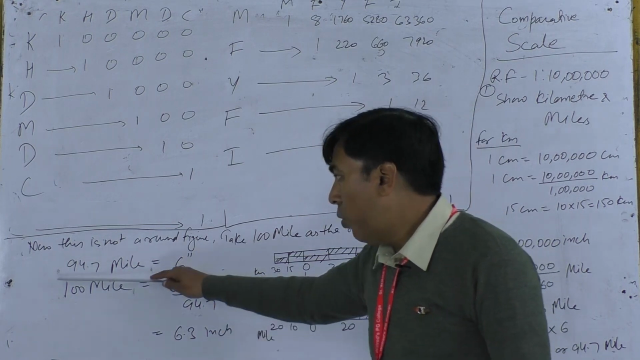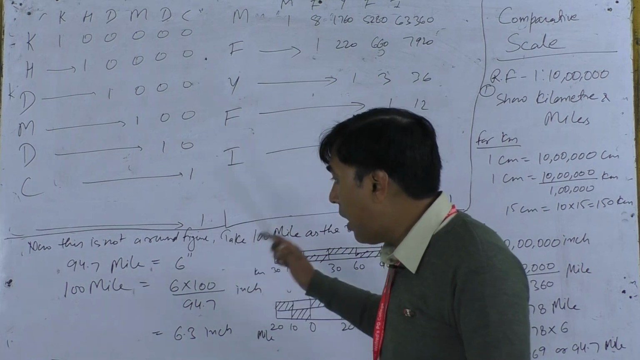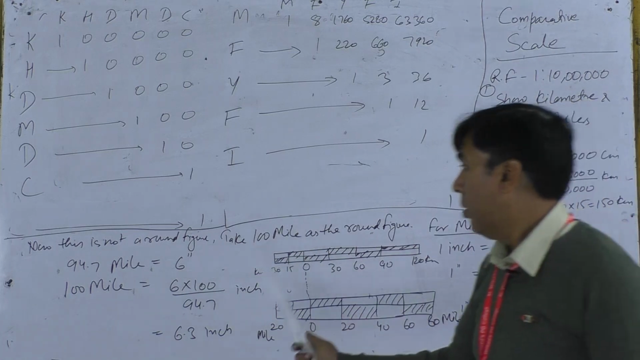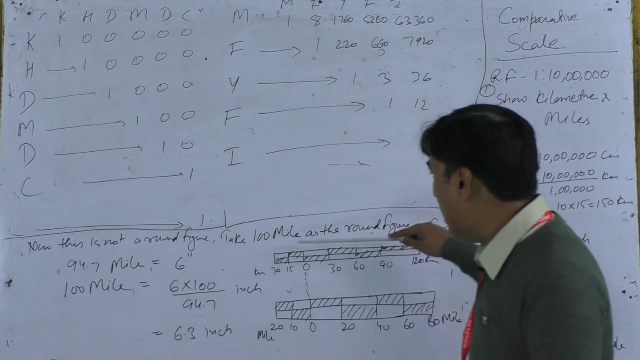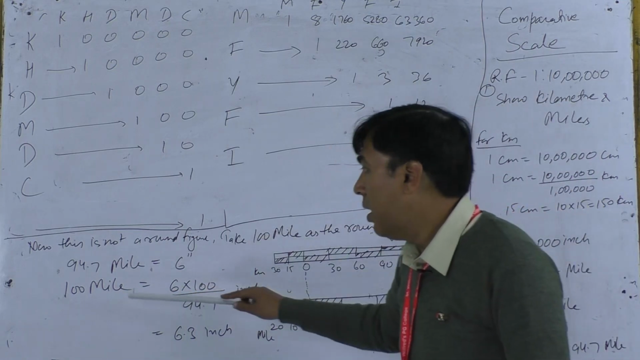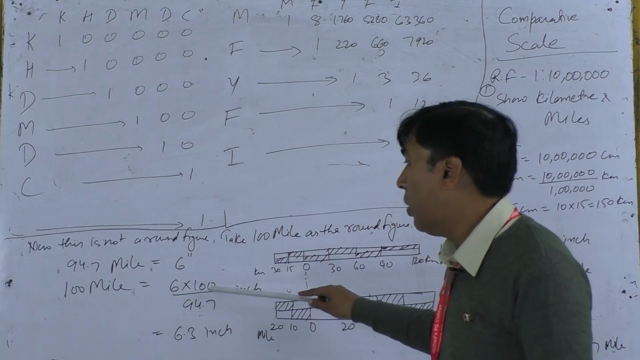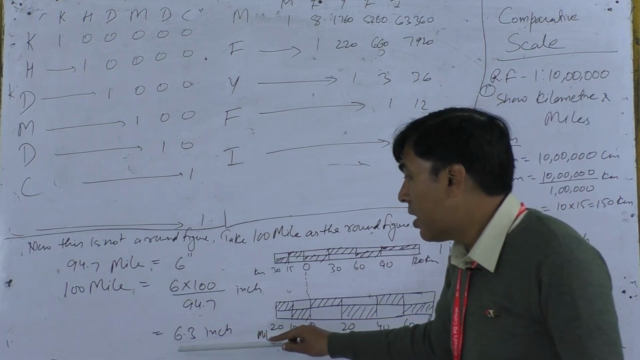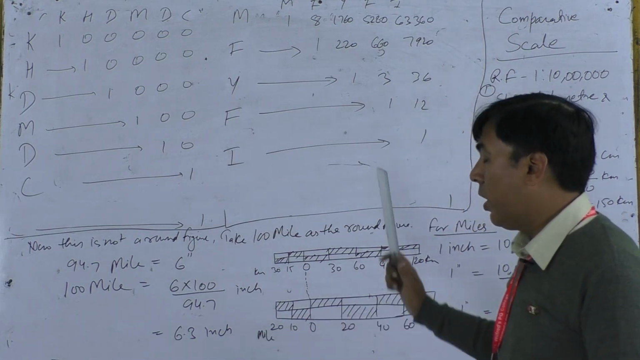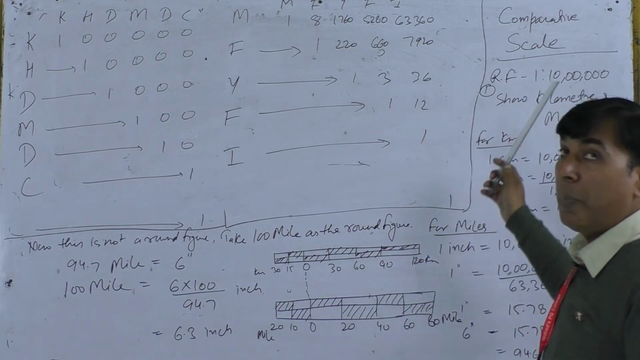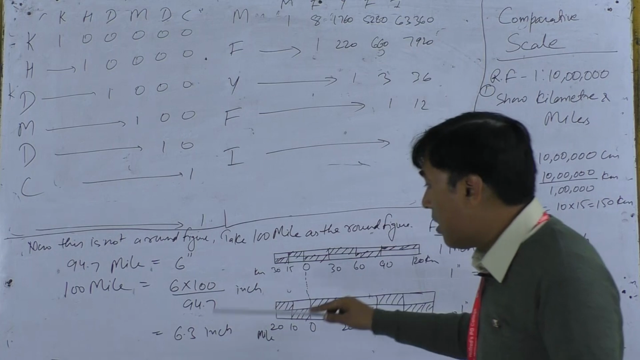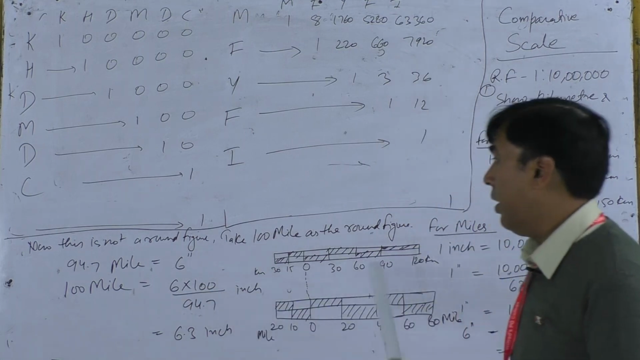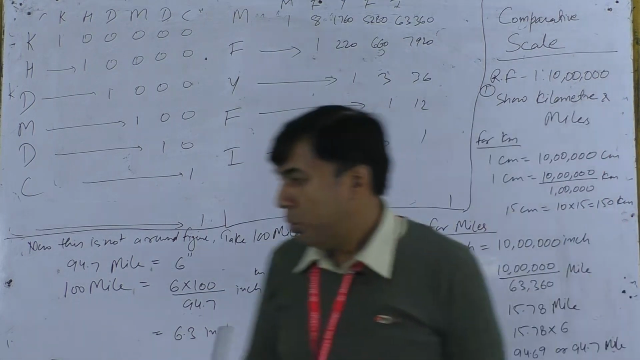94.7 miles distance is shown by 6 inches of line, or 100 miles. Why? Because we are taking 100 miles, so 100 miles is shown by 6 into 100 divided by 94.7 inches. So the answer comes to 6.3 inch line. It means for using the comparative scale we will use a 6.3 inches line to show the 100 miles.